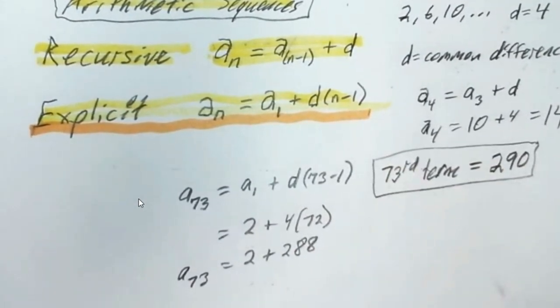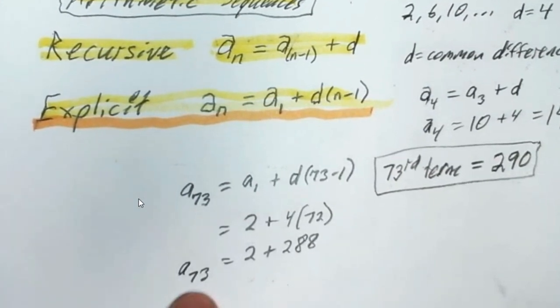Hey, that was a lot easier than counting 73 terms. 2, 6, 10, 14, 18, 22. I'm going to get tired before I get to 73 terms. But with the explicit formula, we can jump straight to it.